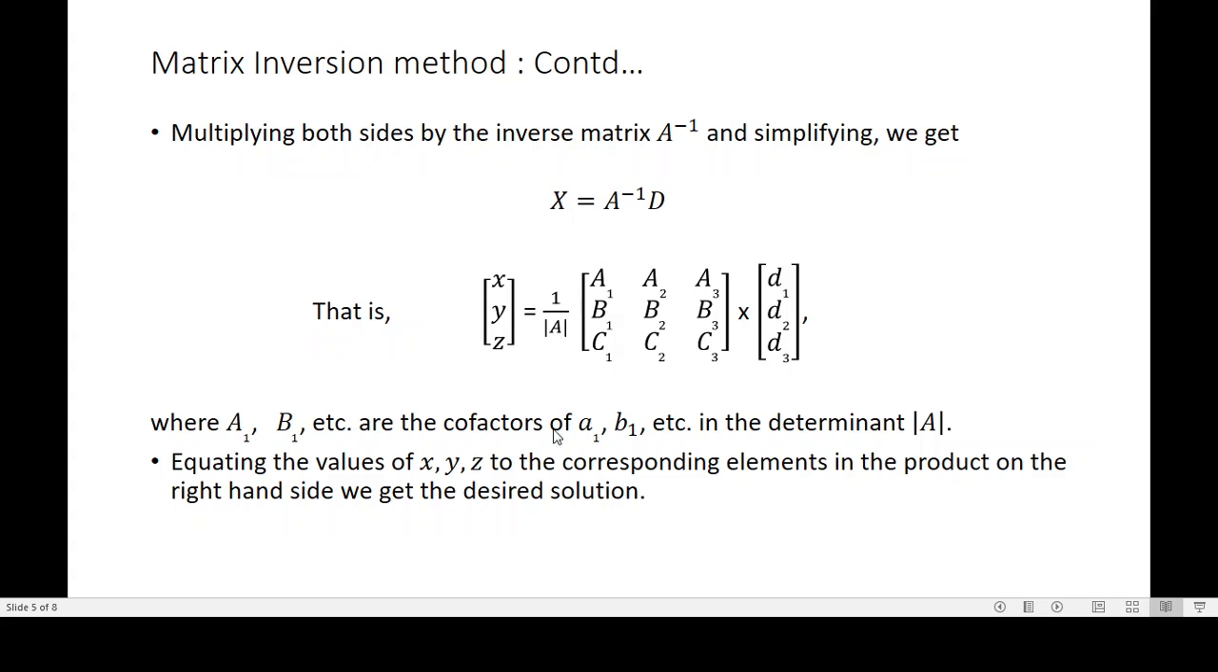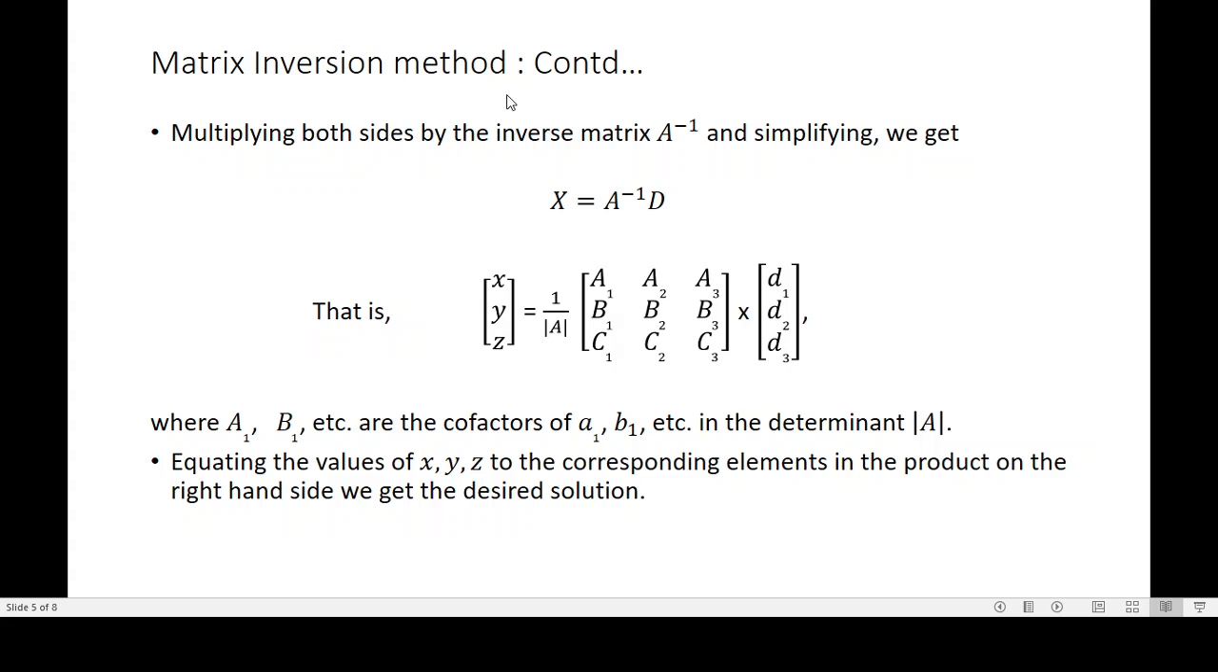Multiply A inverse with the matrix D. Then equating the values of X, Y, Z to the corresponding elements in the product on the right hand side we get the desired solution. That is, on the right hand side we get a matrix of order 3 cross 1. So equate the values of X, Y, Z on the right hand side to get the desired solution. So this method is known as matrix inversion method. So in order to find the solution using matrix inversion method, it is required to find A inverse using adjoint A divided by determinant A.